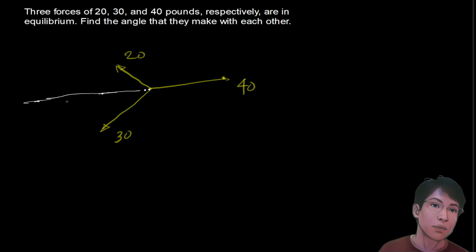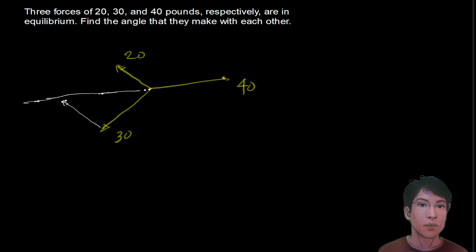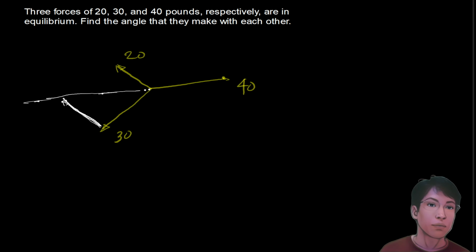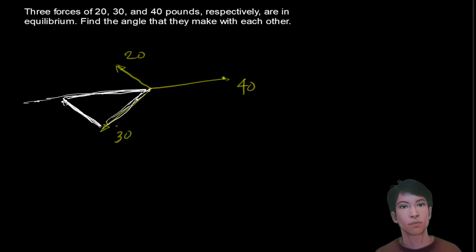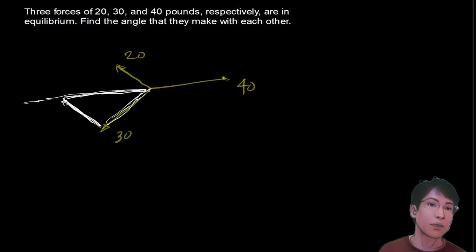So this one is the equivalent of 20, and this, so I can put it over here. So I now have a triangle. So this triangle, this one, I now have a triangle, this one, and so we do not know what angles they make with each other.